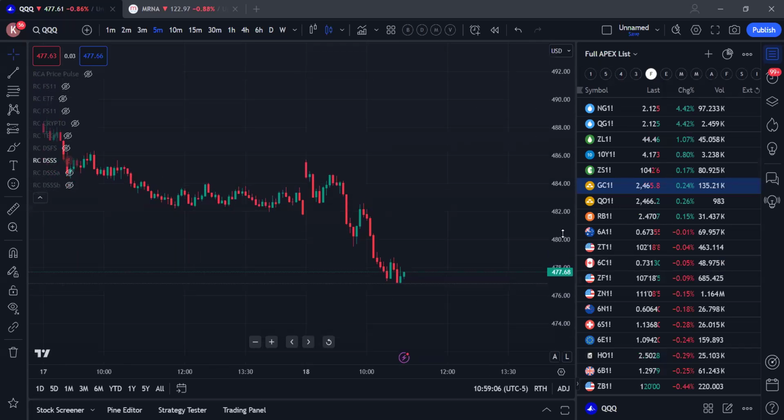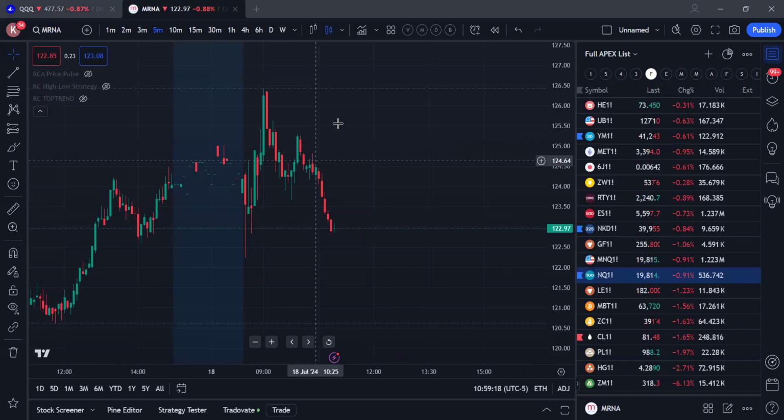So that's how, when you use the combination of strategies, the scanner will help you to filter out, and then your price pulse or top trend will help you to take the trade at the right time.